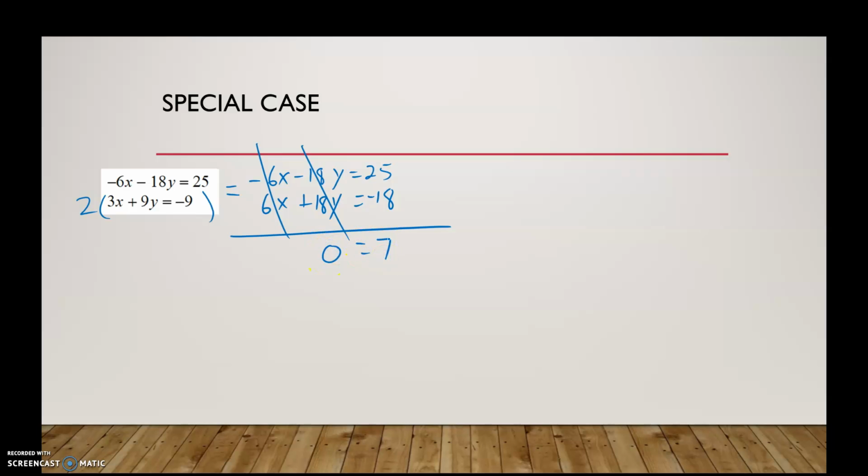And I get this. This is called a special case. All the variables are gone. If all the variables are gone and you get a statement that is not true, this means that you have no solutions. If it would have been true, if you would have had, say, 0 equals 0, then it would have been all real solutions. But nothing's going to work in this because it's always going to be unequal.